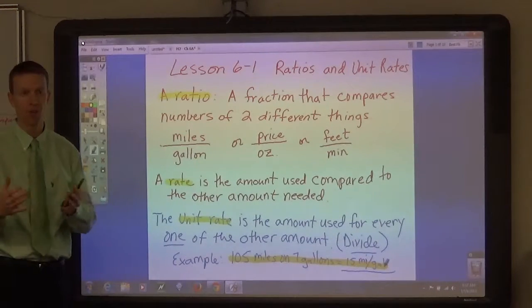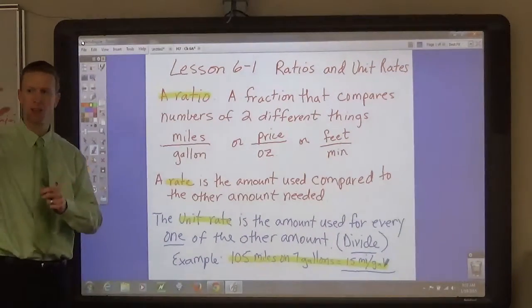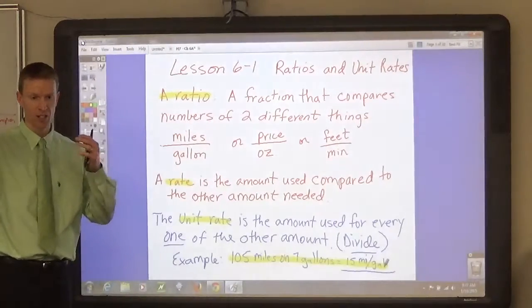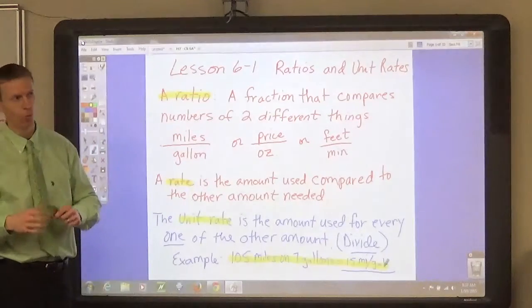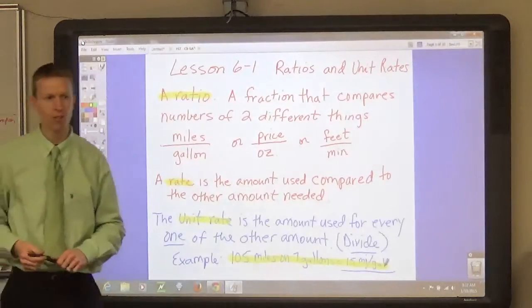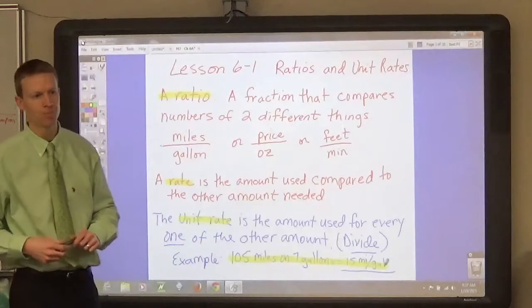Whereas in most fractions that you've been working with up to this point, most fractions compare an amount out of the total. Like there's one teacher out of, what are there, 18 of you? 18 of us. Right? Now, 20.